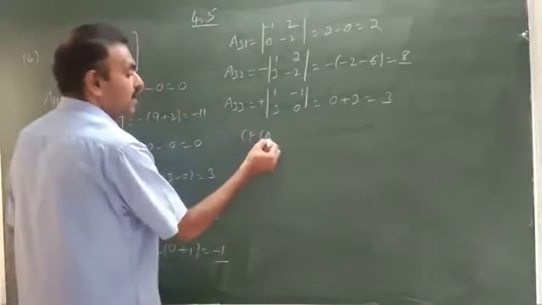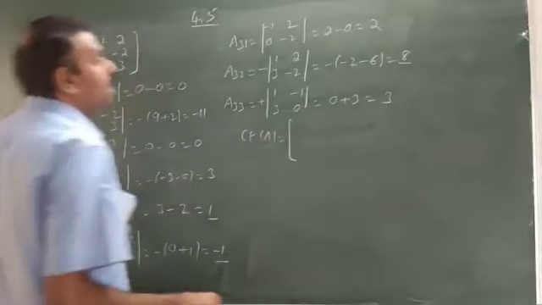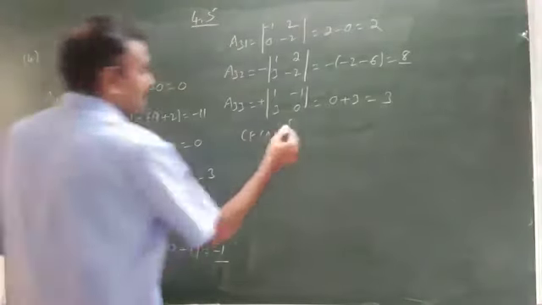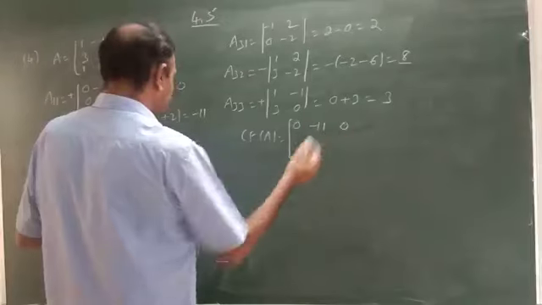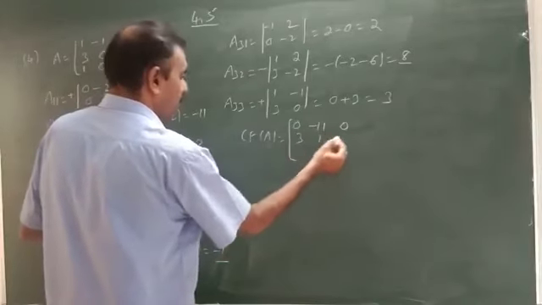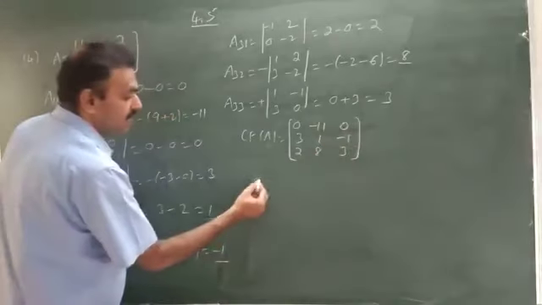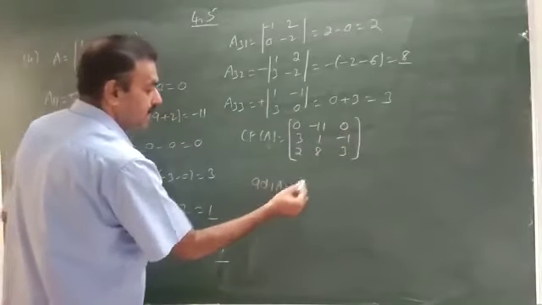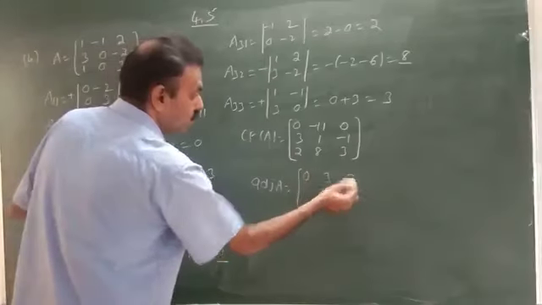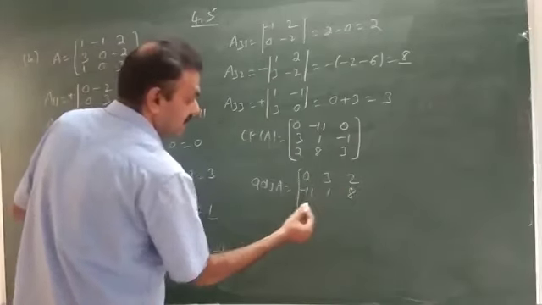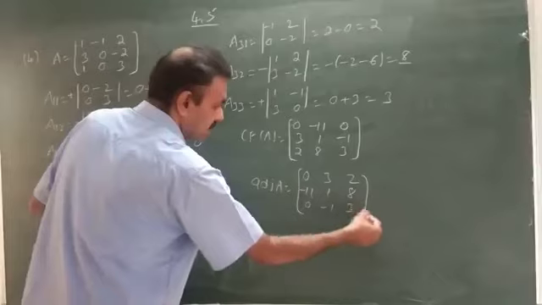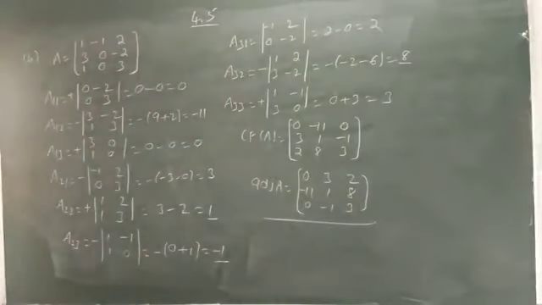What is the cofactor of the matrix A now? Cofactor of the matrix A: 0, minus 1, minus 11, 0, 3, 1, minus 1, 2, 8, 3. What is the adjoint? Adjoint is 0, 3, 2, minus 11, 1, 8, 0, minus 1, 3. If you take the transpose of the matrix of cofactors, you get adjoint A.